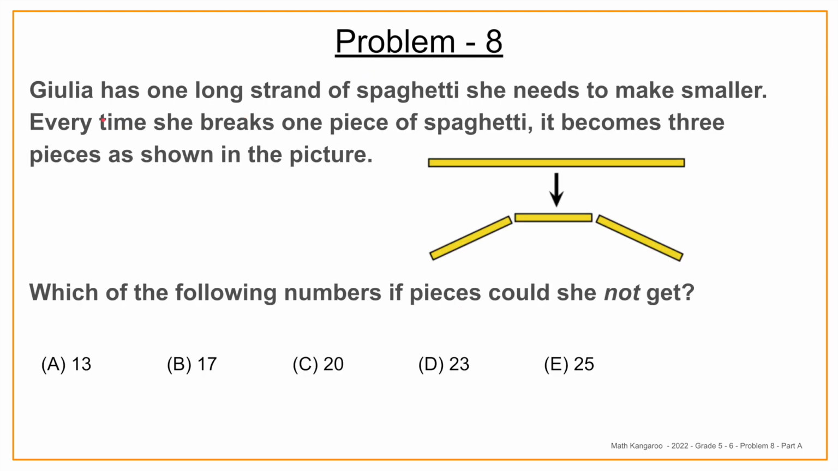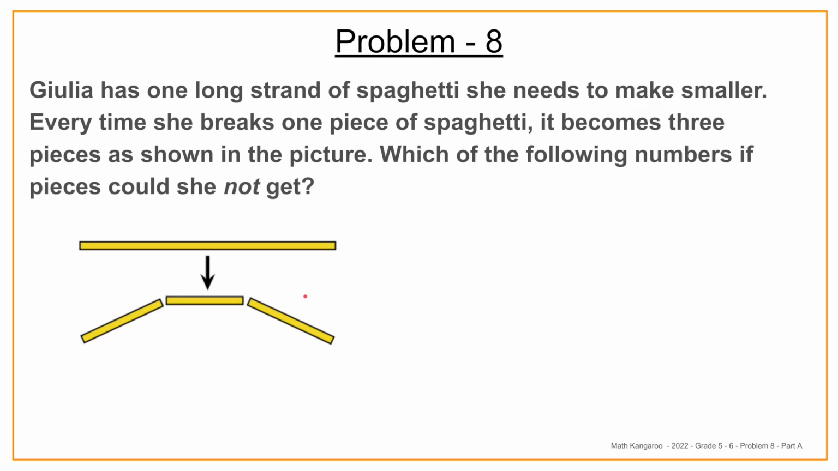Problem 8. Julia has one long strand of spaghetti she needs to make smaller. Every time she breaks one piece of spaghetti, it becomes 3 pieces as shown in the picture. Which of the following numbers of pieces could she not get? These are our options. So we know that Julia starts with one long piece of spaghetti. Each time she breaks one piece, it turns into 3 pieces. We want to figure out which number of pieces is not possible to get by doing this repeatedly.